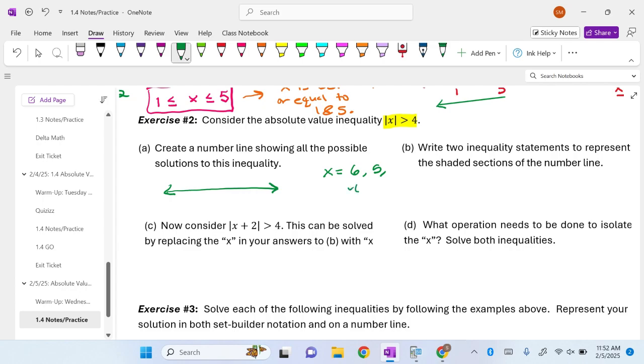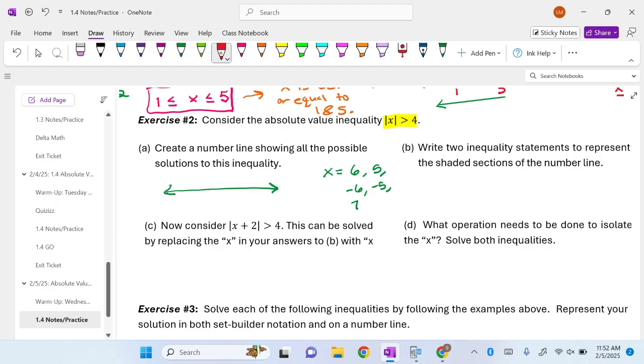-6 could work. What else? -5 can work. What else? Let's get one more number. 7 could work. All right. Now, in this case, there are a lot more numbers. There's actually an infinite amount of numbers that could work for this one. And you'll see why in a second. But those are just some examples. So let's graph these examples.